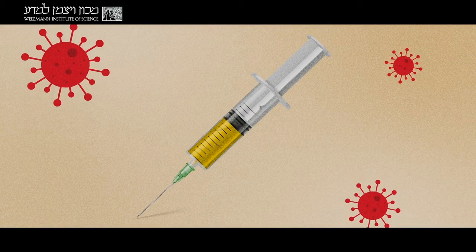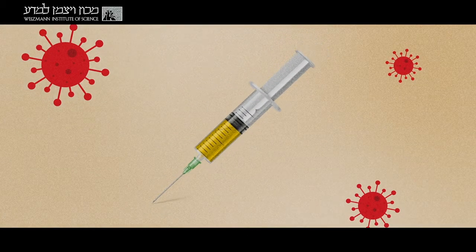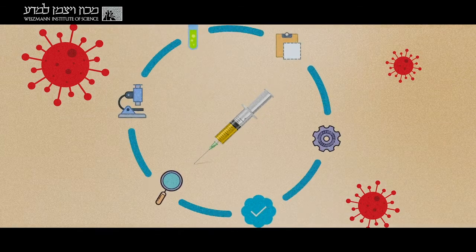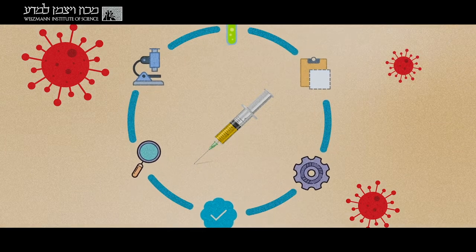We know what needs to be done, and this virus is not going to be very difficult to get a vaccine against. It just takes a lot of time. You need to do all the clinical trials. You need to move to mass production, and these processes take a long time.